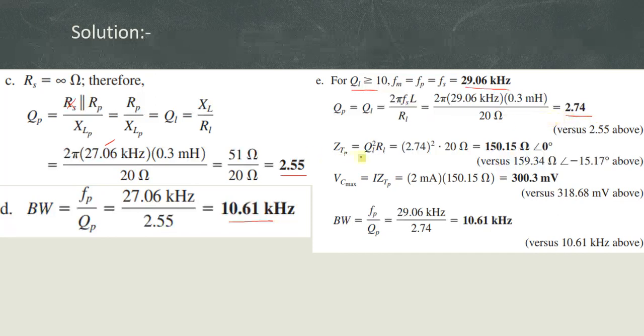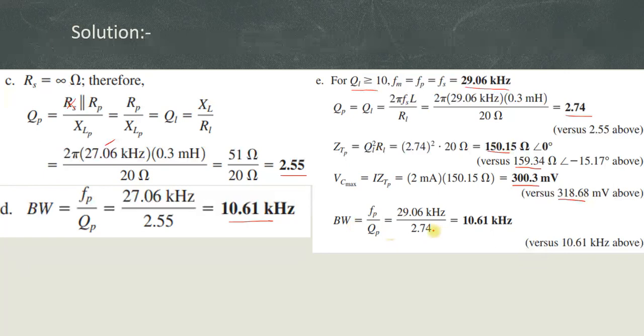The total impedance, which is equal to QL square into RL, is 150.15. Compared to the previous value, it is around 159.34. Automatically here the impedance is reduced. If the impedance is reduced, automatically the voltage across the element is also reduced. So here Vc max is equal to I into ZTP. I already told that if the impedance is reduced, the voltage is also reduced. In previous cases it is around 318.68 millivolt. Here only 300.3 millivolt.